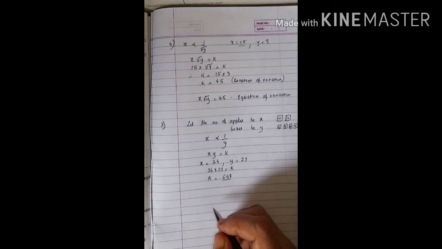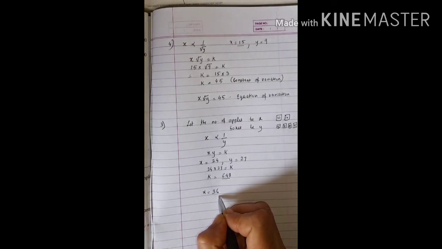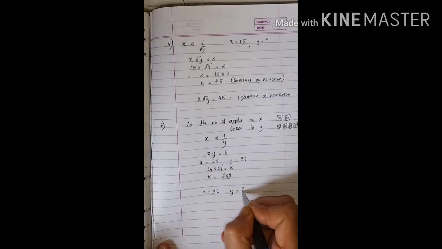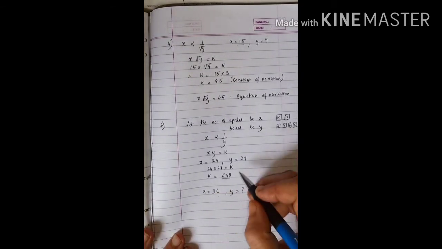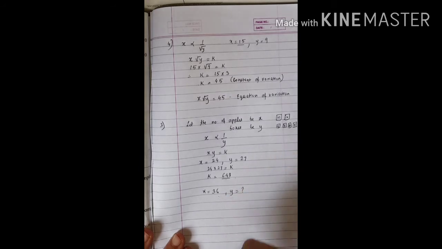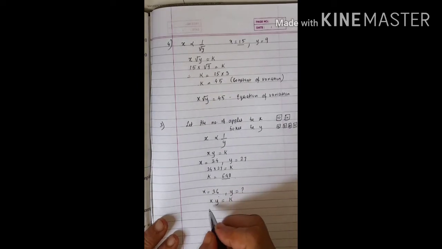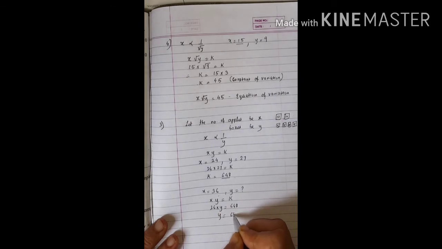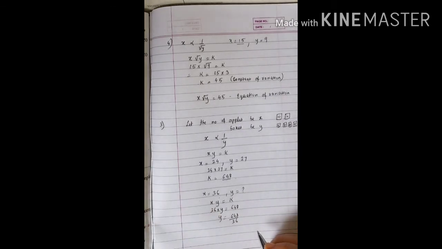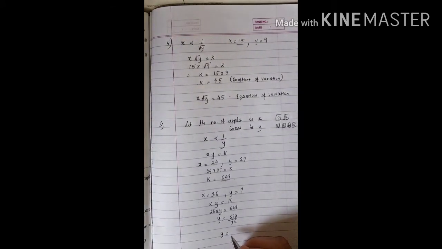Now they are asking, if there are 36 apples in each box, how many boxes will you need? You know the total, so we are going to divide the total by 36. So we will again write the equation, x into y is equal to k. We have x as 36. We have to find the value of y, and we know that k is equal to 648. Therefore y is equal to 648 divided by 36.